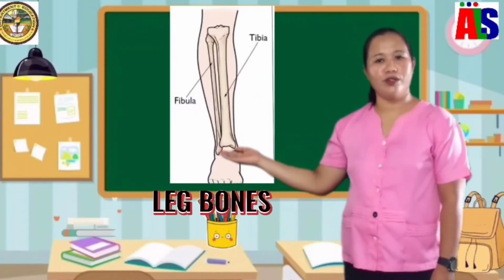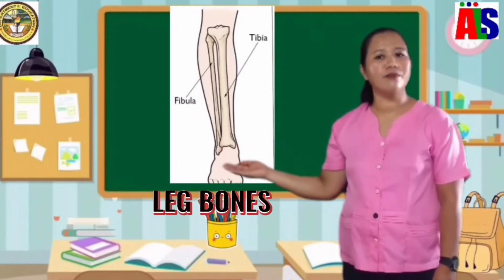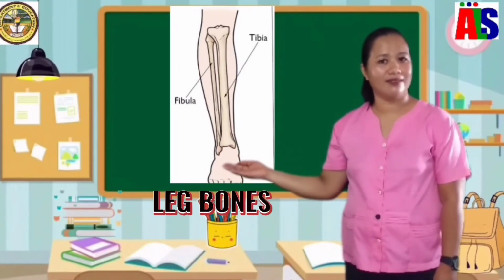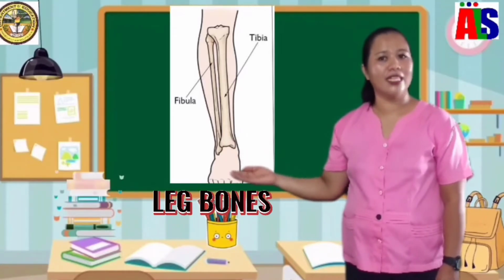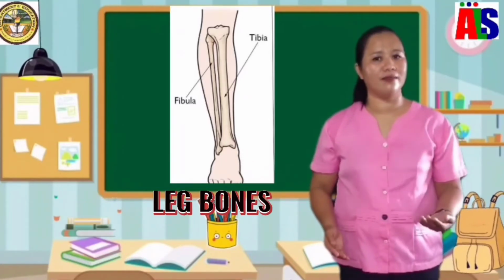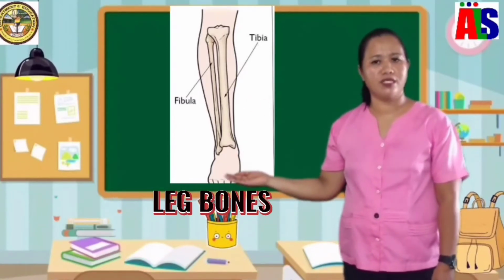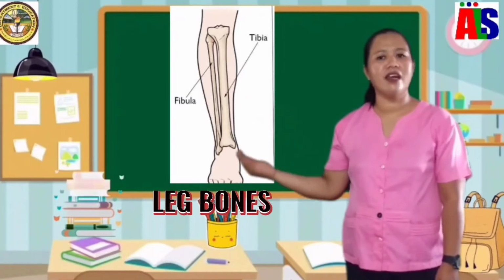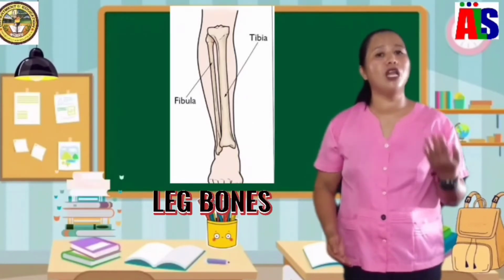Then the leg bones. The fibula is the outer bone of the lower leg, the second bone in the lower leg. It is found in the outer leg. Next is the tibia, the strongest bone and the second largest bone in the body. It is the main bone of the lower leg.